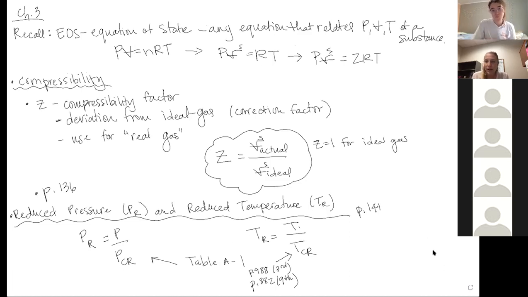Okay, great. So at least some of you have been able to find table A1. You've been able to find, on the right-hand side of the table, these critical point properties. So we have the critical point for temperature, pressure, and volume occurring over there, and we can look them up in that table.